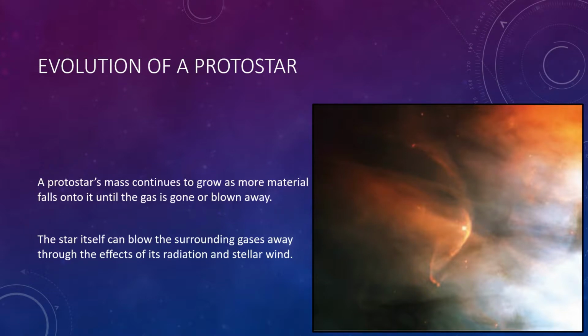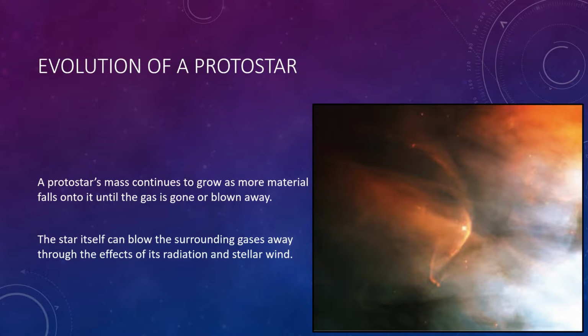A protostar's mass continues to grow as more and more material falls onto it. This rain of mass onto the protostar continues until the gas surrounding the protostar is gone, either because the gas runs out or because something blows away the remaining gas. The star itself can blow away the surrounding gases through the combined effects of radiation and stellar wind, much as the sun's radiation and solar wind are thought to have cleared out excess gas during the formation of our own solar system. Observations show that young stars tend to have strong stellar winds, lending support to the idea that they can blow gas out of the solar system.